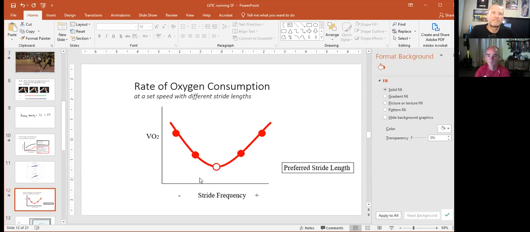So now I'm going to tell you to take a slower stride frequency, same 6.5 minute mile pace, longer stride. VO2 is going to go up.